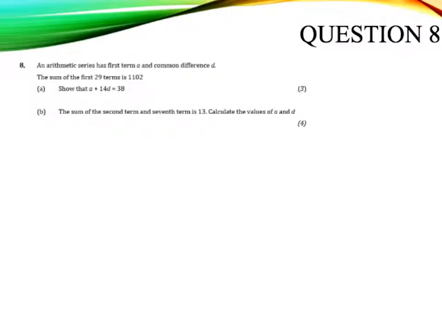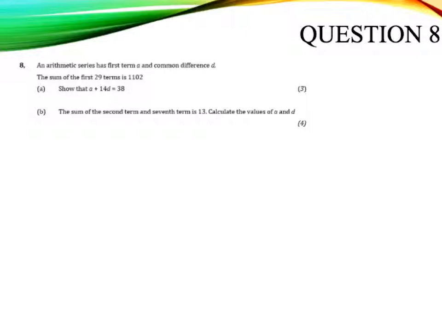Okay, so question 8 is all about an arithmetic series. It says it's got a first term A and a common difference of D, and it tells us the sum of the first 29 terms is 1102, and we've been asked to show that something. As ever with show that questions, we can't start with this and work backwards. We have to start with a rule, a fact, something that we know, and then see where we go from there.